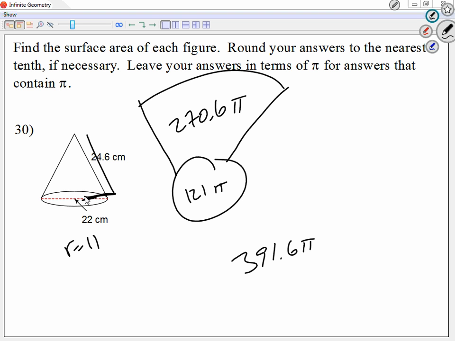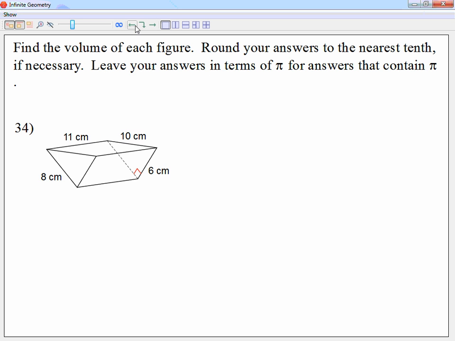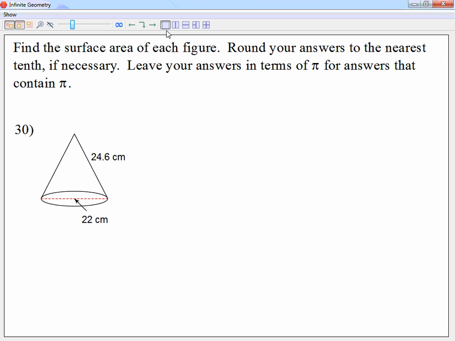Okay. And then for pyramids and cones, there's also two of those on the final. Now the last part, volume, starting on question number 31.